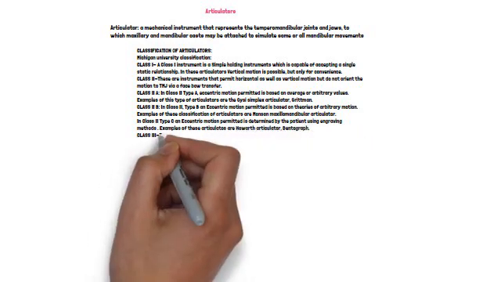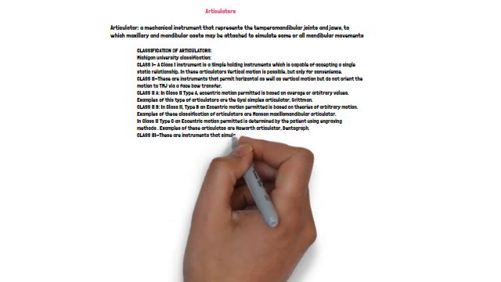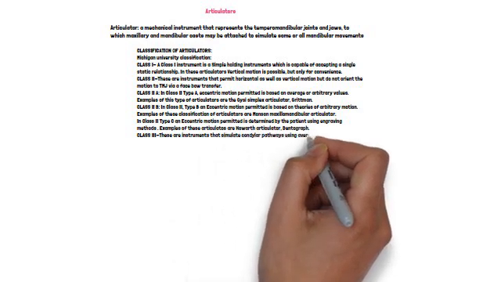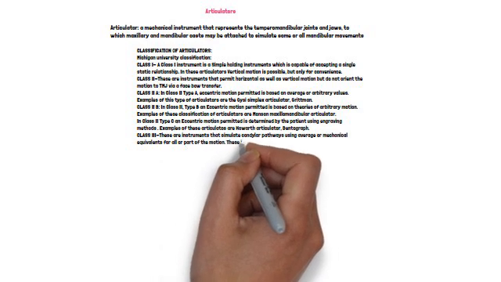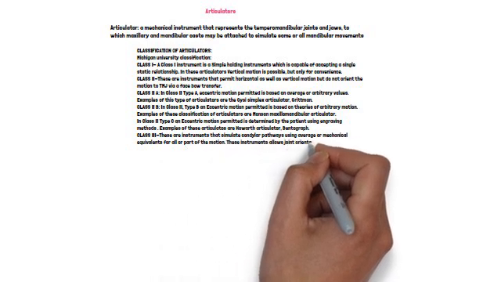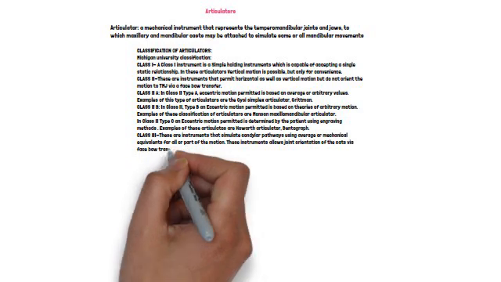Class III. These are instruments that simulate condylar pathways using average or mechanical equivalents for all or part of the motion. These instruments allow joint orientation of the casts via face-bow transfer. Examples of these instruments are the Hanomat.